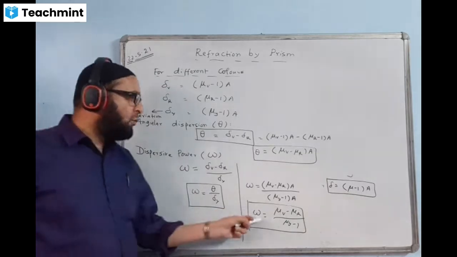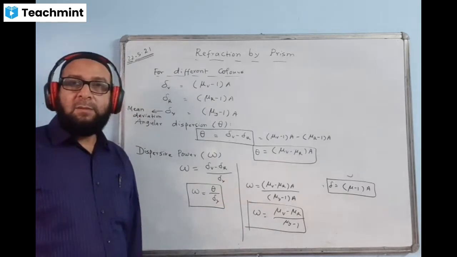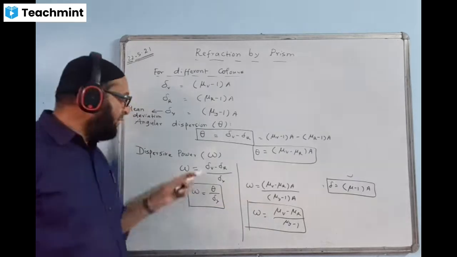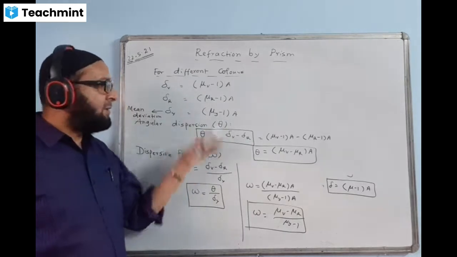This omega has no unit because it is a ratio of refractive indices. But theta will have a unit. Theta will have some degree and all. Theta means delta V minus delta R with some degree.